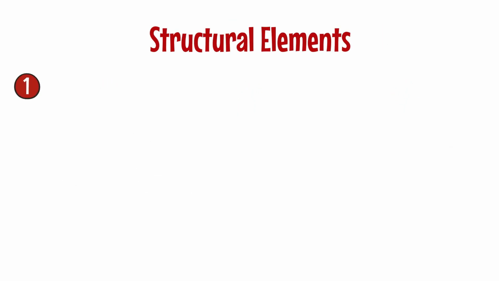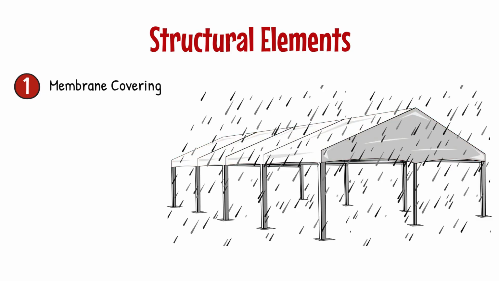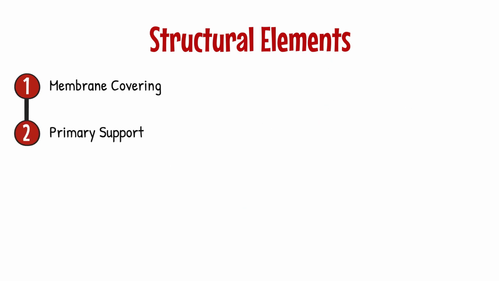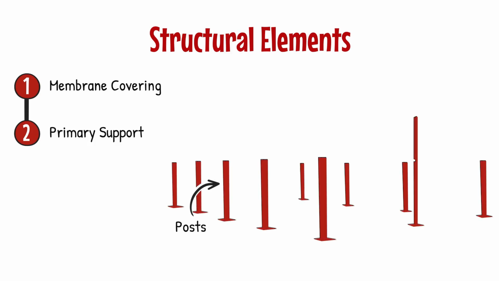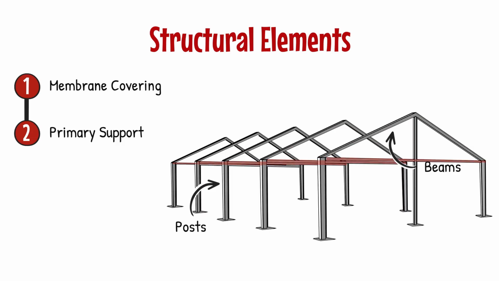1. The membrane covering. This is a fabric shell that provides weather protection and transfers wind, rain, and snow loads to the supporting frame. 2. The primary support elements. These consist of posts that support vertical loads and transfer them to the ground, beams that span horizontally between posts to carry roof loads, and lateral braces for some larger, more complex tents.